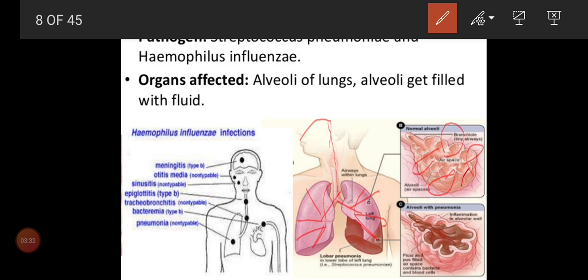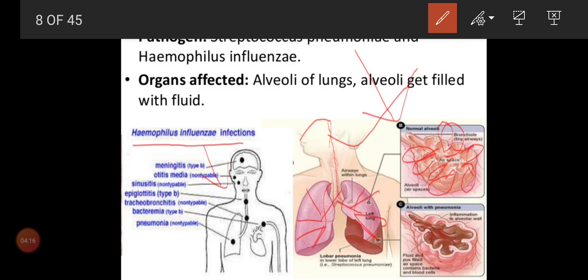Now, these tiny air sacs normally fill with oxygen, but if a person is affected by bacteria or virus, they are filled with fluid, so the person cannot breathe normally. Only if they are free can the exchange of gases take place between the alveoli and the blood through the capillaries. If they are filled with fluid, there is no exchange of gases, so the person suffers from suffocation. So this is Streptococcus pneumoniae, and here it is Haemophilus influenzae.